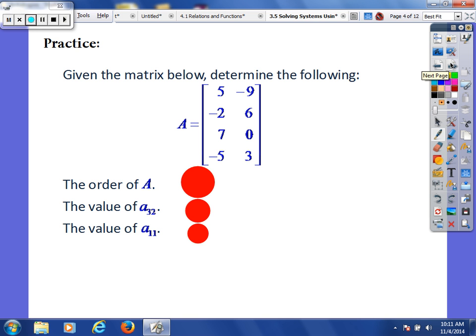Let's look at an example. This would be sort of like what you'll see on your assignment test. Here's A. This is what the matrix is called, A. And notice, first off, it says what's the order of A. In other words, what's its dimensions? And it goes row by column.